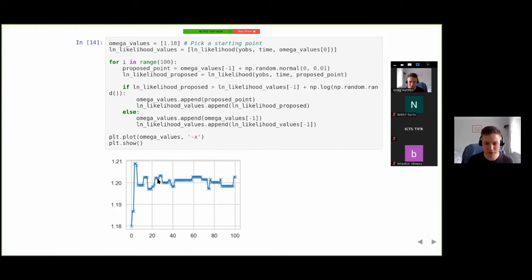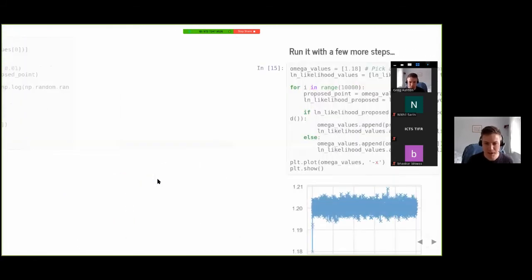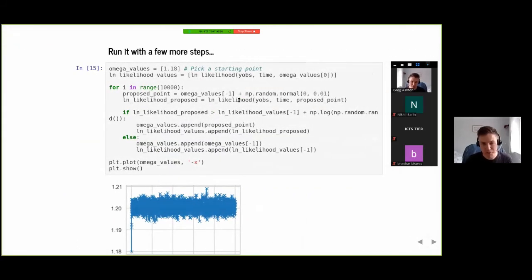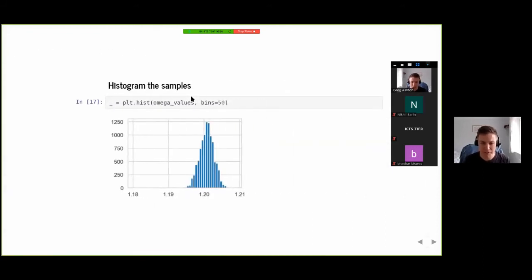So I take the output of this run here, and I run this for a little bit longer. That was 100 steps before; now I run it for 10,000 steps. Things are starting to look a little better. It's still getting stuck for some periods of time, but in the right proportion. And if I take all of the samples from that and plot them in a histogram, I end up with this, which is a nice representation of that posterior distribution, in exactly the same way as we did it with the grid before. We're now doing it with a histogram.